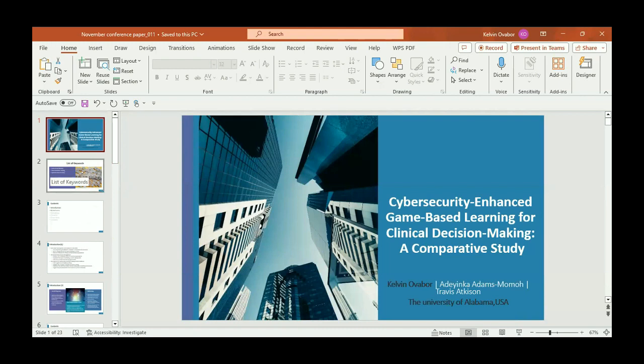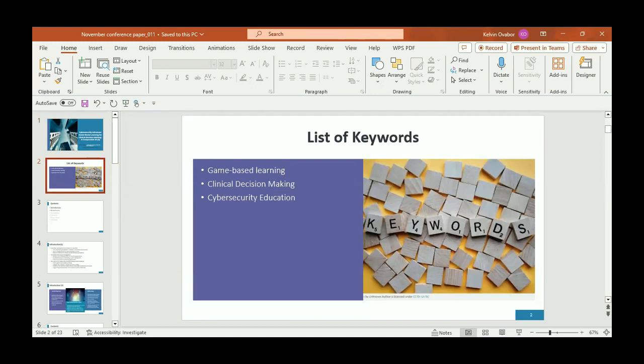I'll be looking at this topic from the aspect of cybersecurity and the aspect of clinical decision-making, the aspect of health. What is the list of keywords we are going to expect from this? They include game-based learning, clinical decision-making, and cybersecurity education.